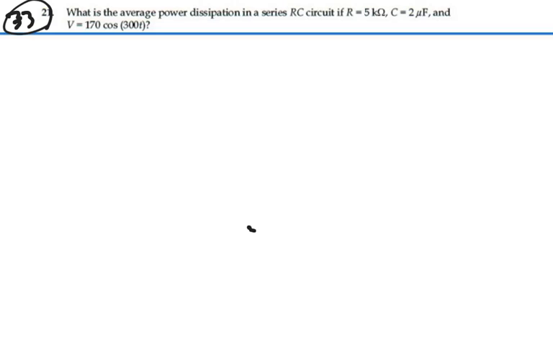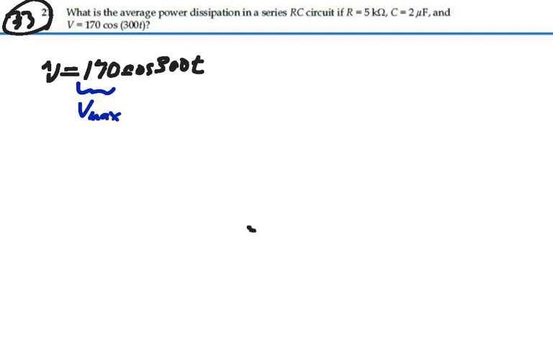So our voltage as a function of time is 170 cosine 300t. Immediately we can recognize two things. Our maximum voltage is 170 volts and our angular frequency is 300 radians per second. We can use this information for the rest of the problem.